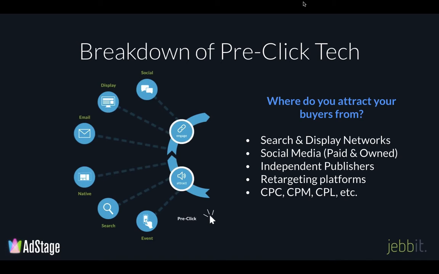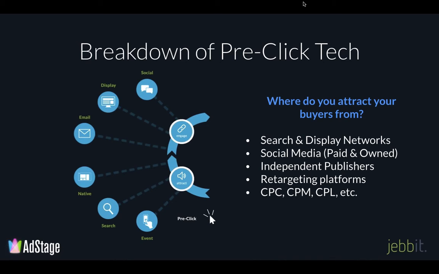So we'll start here with pre-click. Pre-click technologies can be defined as any marketing technology that is meant to attract and engage users through your marketing channels. This typically includes search and display networks like Google AdWords, paid and owned social platforms like LinkedIn, Facebook, or Twitter, independent publishers that you may be doing media buys through, and retargeting platforms like AdRoll or Retargeter. With all of these technologies, you're typically playing on a cost per click, cost per impression, or cost per lead basis, and trying to gain traction through 6 specific channels.